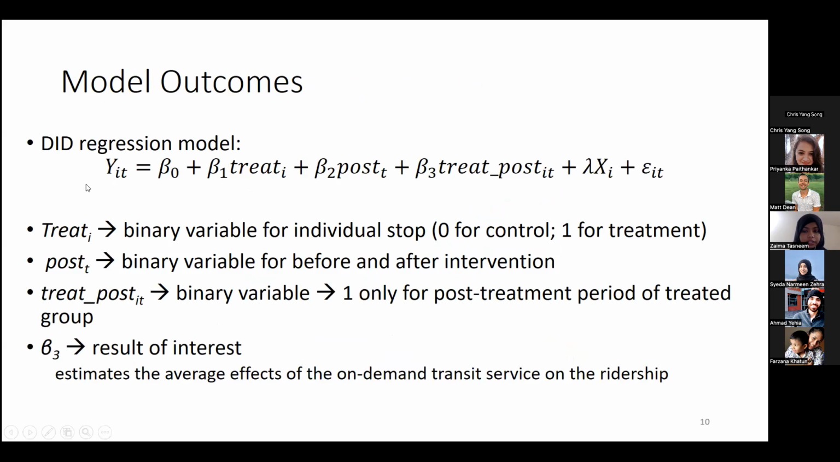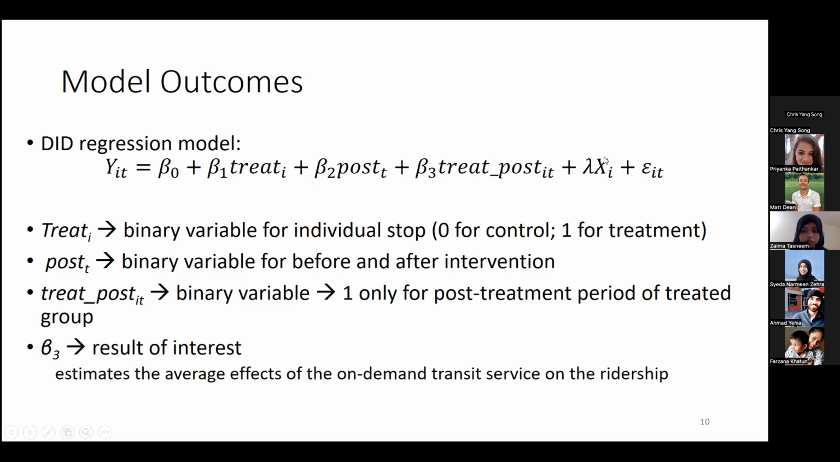So here is the DID model equation. In this equation, the dependent variable is the total ridership, or the total number of rides occurring for each stop. Treat is a binary variable, which indicates whether a certain stop is from the control group or from the treatment group. Post is also a binary variable: if it's 0, it was before the ODT service was implemented, and it will be 1 if it's after the ODT service was implemented. And treat-post is basically a product of these 2, and it will be 1 to indicate the post-treatment period of the treatment group.